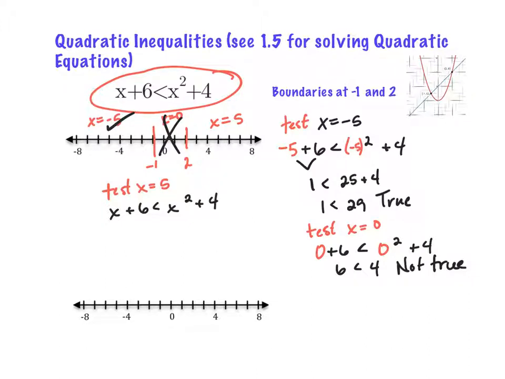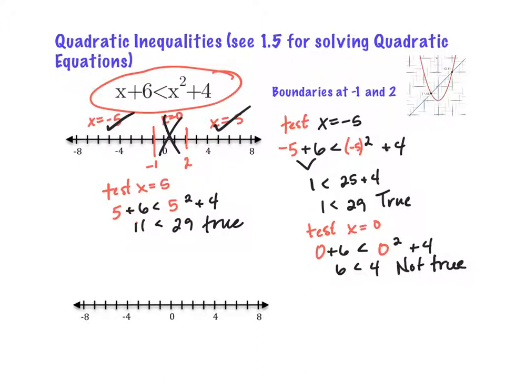But once you get used to it, it goes fairly quickly. It's just at first when it's a little clunky. All right, so I get my 5 in there, positive 5 this time. I have 11 is less than 25 plus 4, which is 29. That is also true. So I have this part over here that works.